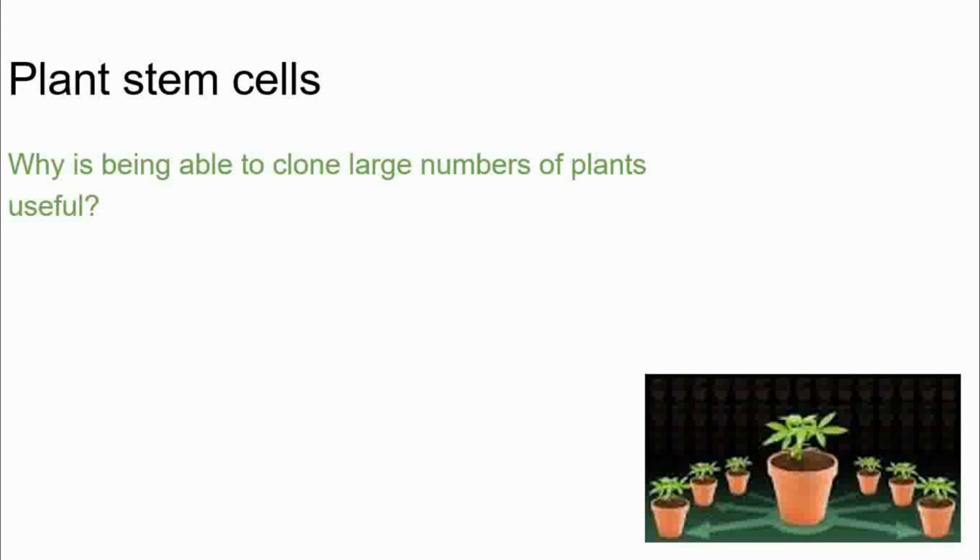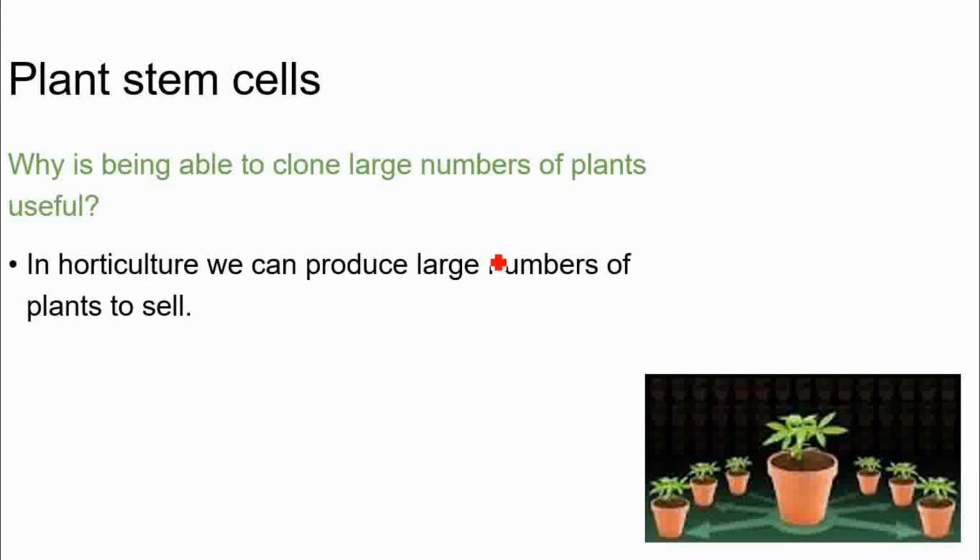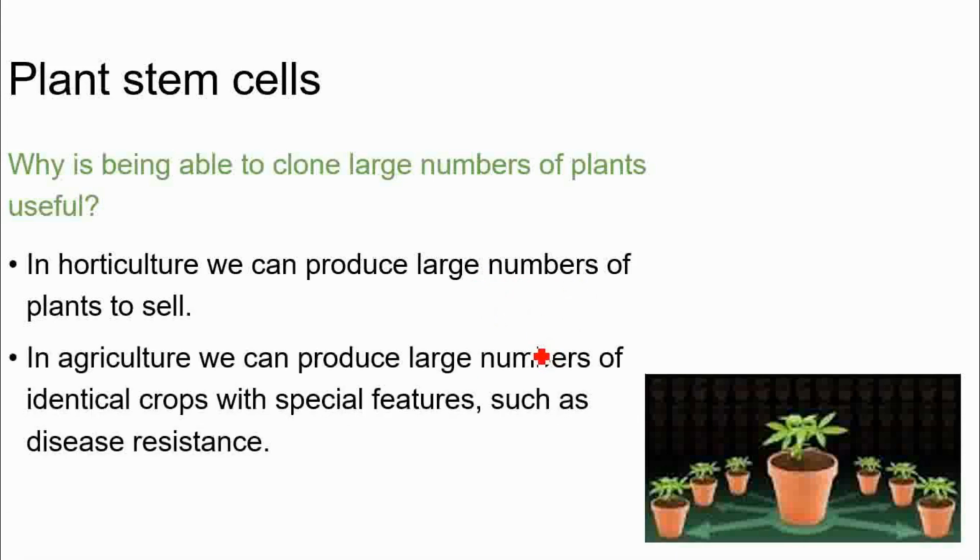Now, why is being able to clone a large number of plant cells useful? This is super important in the agricultural industry and the horticultural industry. You can produce a large number of plants to sell. Also, in the agricultural industry, you can produce a large number of identical crops. So let's say there's a crop which is resistant to a certain type of disease. You can use plant stem cells for that. Also, what about plants which are extinct? If you have plants that are extinct and you have their meristematic cells, you can then save those plants by doing that.